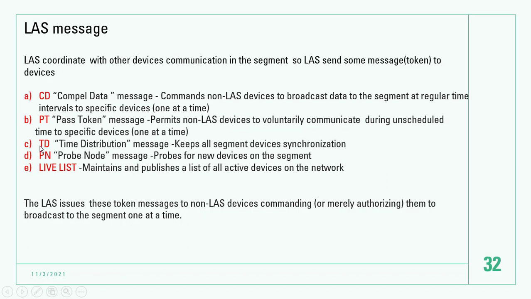Okay. TD is the time distribution message. It keeps all segment devices synchronized. PN is the probe node message. It is used to probe for a new device on the segment, just to find where the new device is. Okay. Next is the live list. It maintains and publishes a list of all the active devices on the network.